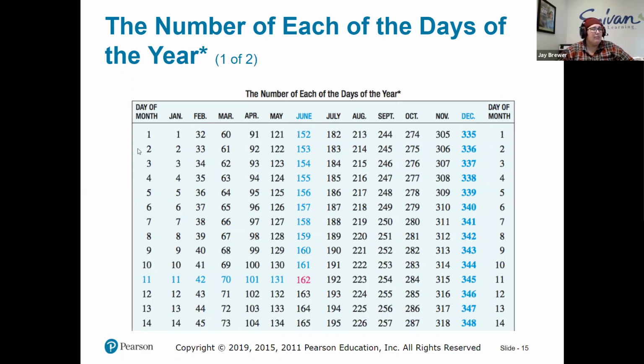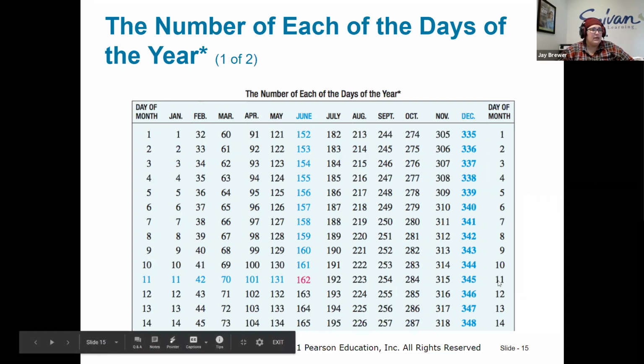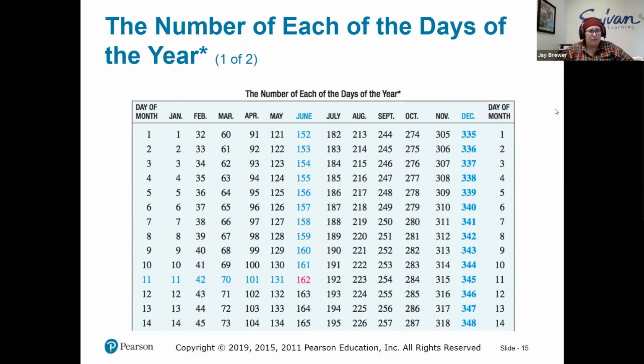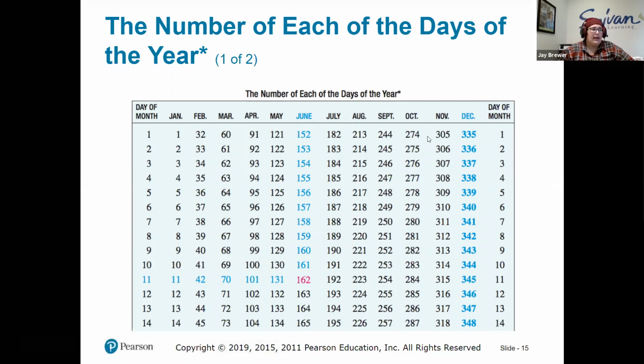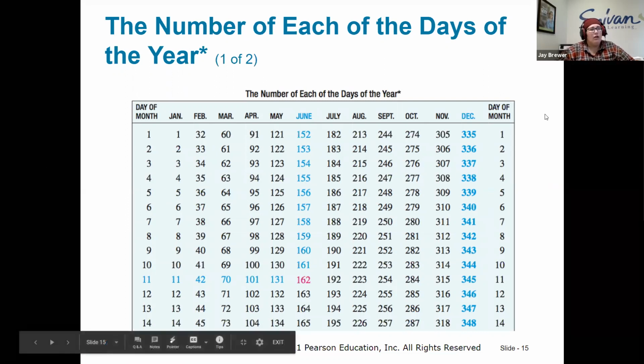But here's our day of the month. You can see they have it on both sides so that if you're more like December, November, October, it might be easier to come from this side and go to the left instead of coming all the way over from the right. I would recommend getting a ruler, or you can take a sheet of paper, something straight-edged, and just follow it straight down.